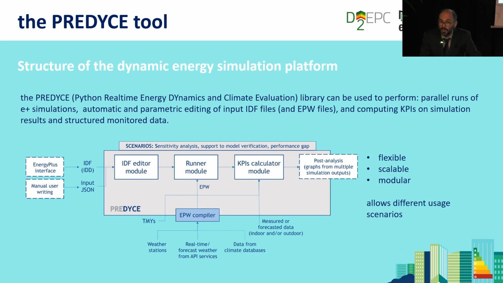KPIs are not only computed inside the platform on model results, but also on monitoring results, if monitoring are passed as input. That means that we have the possibility to compare, I don't know, indoor environmental quality elaborated KPIs like adaptive thermal comfort or things like connected to free-running buildings in the same way on both monitored and simulated results.